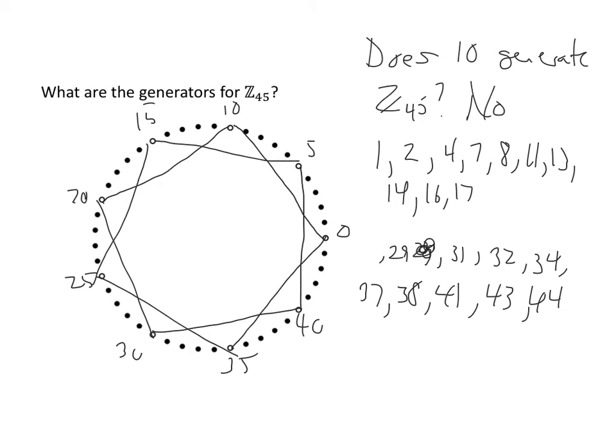17 would work, so we get 28. 18 has a common factor of 3, so no. 19, yes, which means before 28, we'd have 26. 20 has a common factor of 5, so it doesn't get included. 21 has a factor of 3. 22 would work. And that leaves us with 23 down here, and so those are all the generators of Z45.